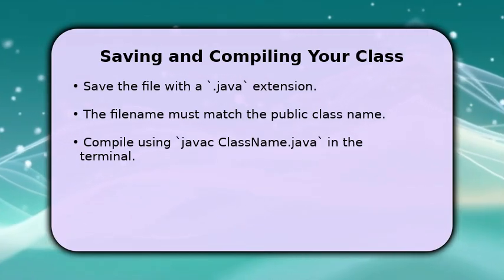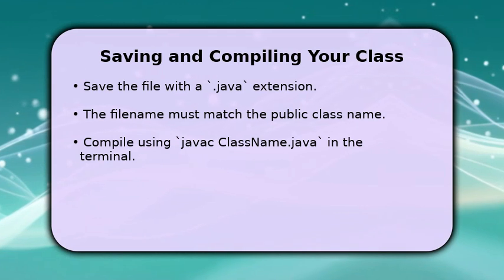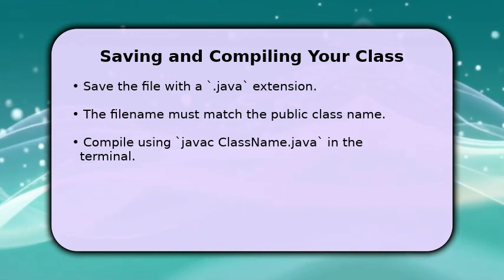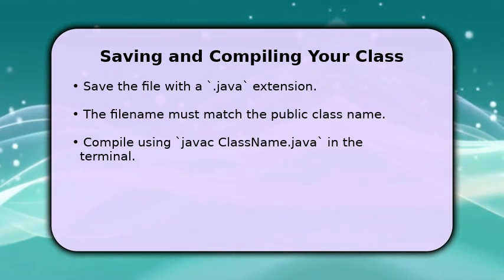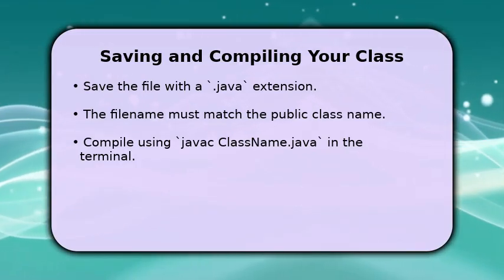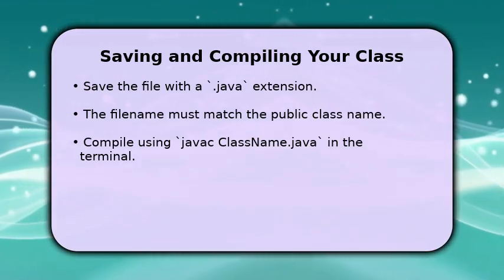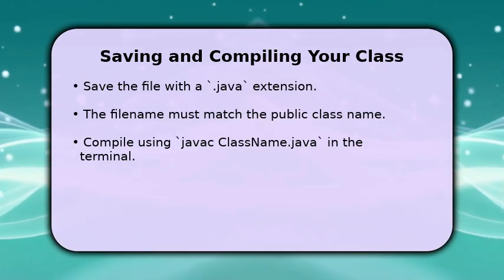.java. Open your terminal or command prompt, navigate to the file's directory, and compile it using the command javac MyFirstClass.java. If successful, this will generate a class file ready for execution with java MyFirstClass.